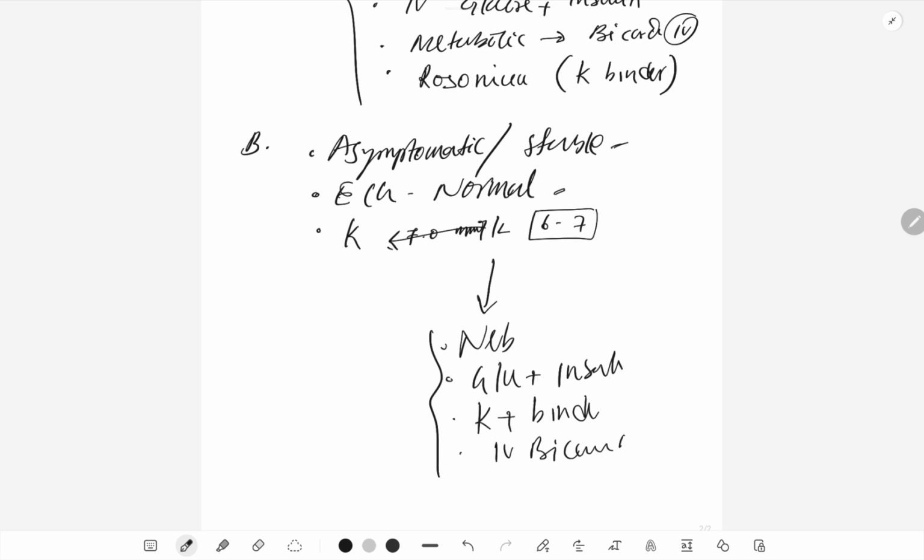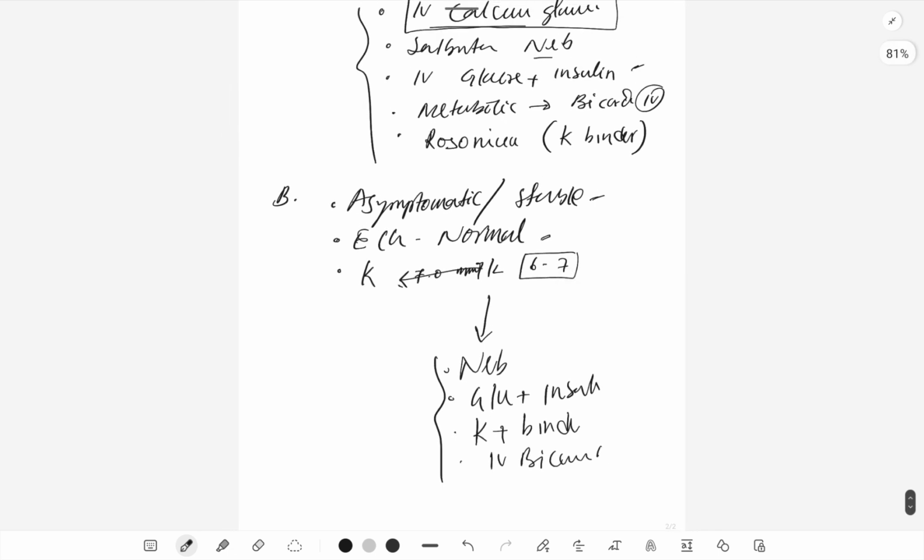I repeat again, because it is very important, and sometimes we get confused about whether calcium gluconate should be given or not. Calcium gluconate should be given only to those patients who are presenting clinically unstable, with potassium level more than 7, when the resting membrane becomes or is about to become unstable, or the ECG already has the features of hyperkalemia. In that case, IV calcium gluconate should be given. Otherwise, calcium gluconate should not be given.